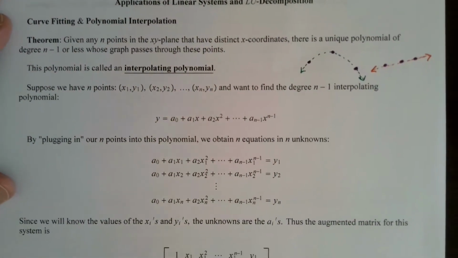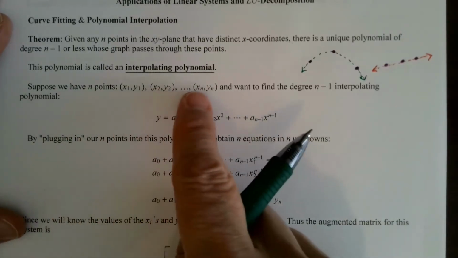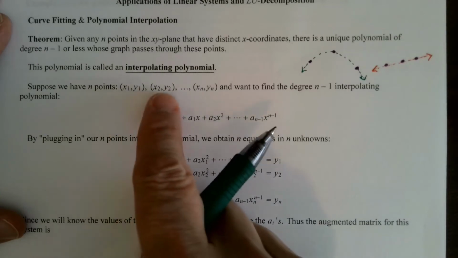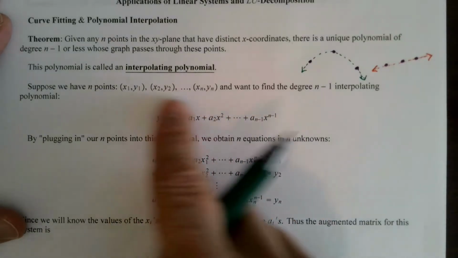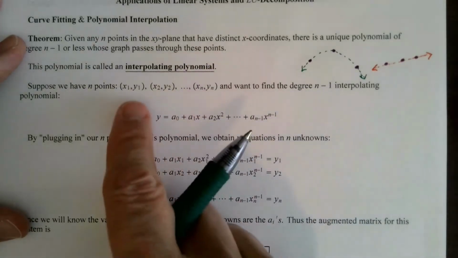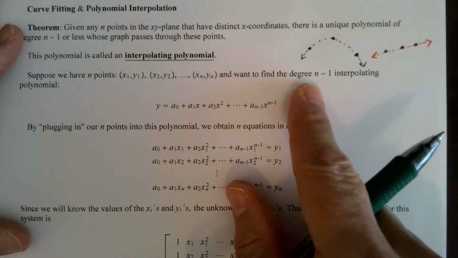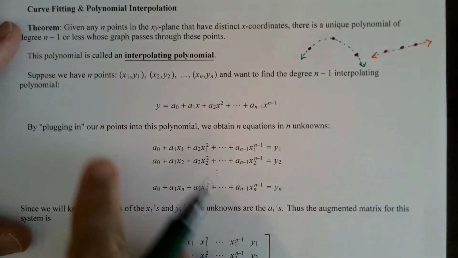So here's the general approach to this. Suppose we have n different points, and I've denoted these points with subscripts. So there's our first point, our second point, and our nth point. These would be points that we have that are given. And of course the x coordinates x1, x2 to xn are all going to be different. And we want to find this degree n-1 interpolating polynomial.